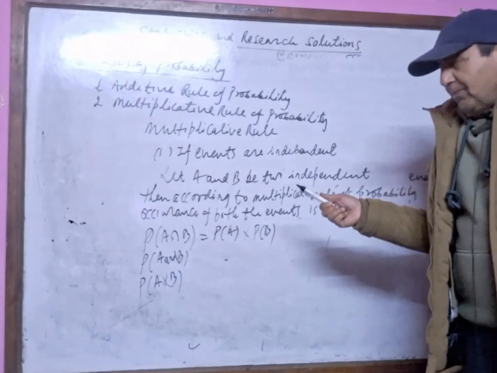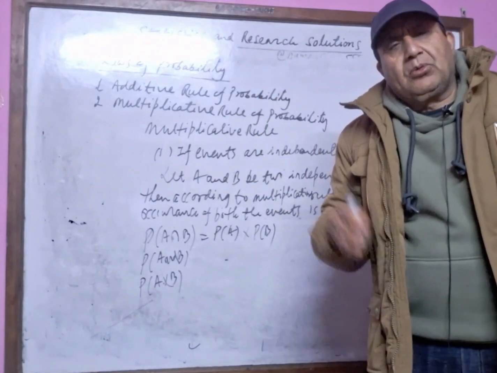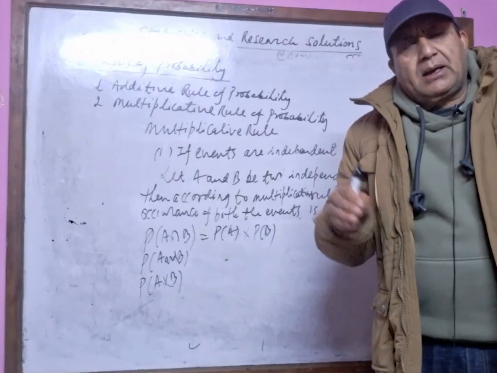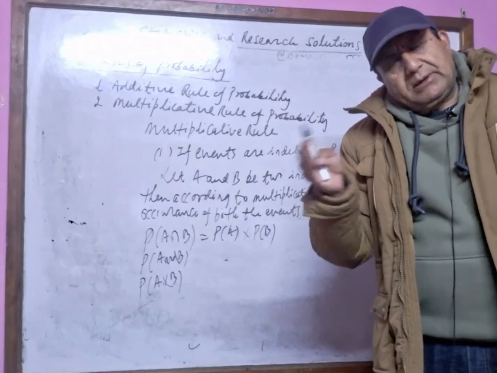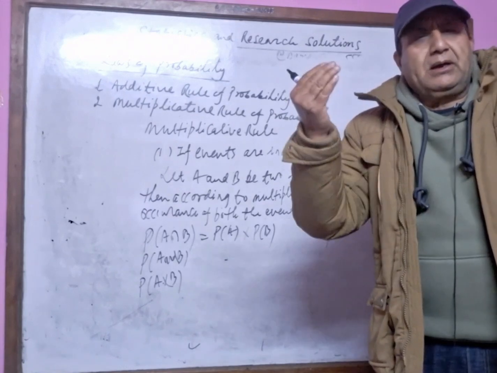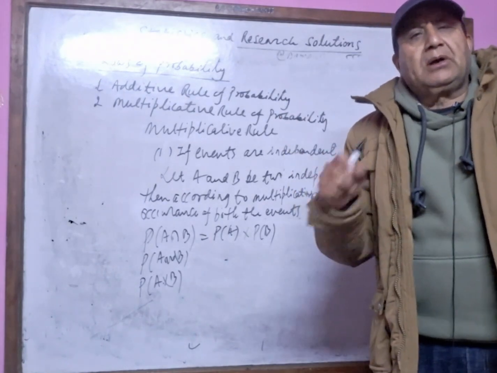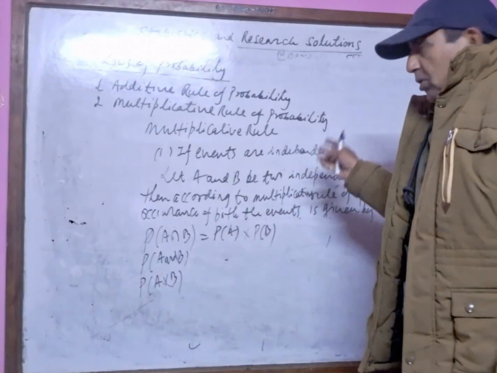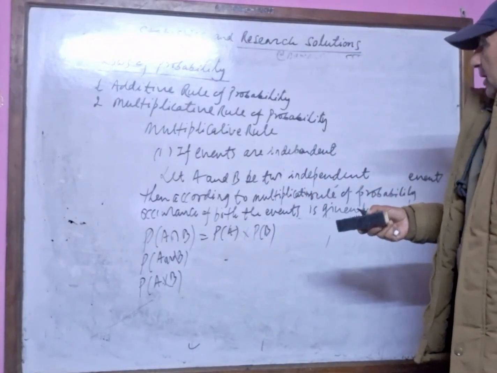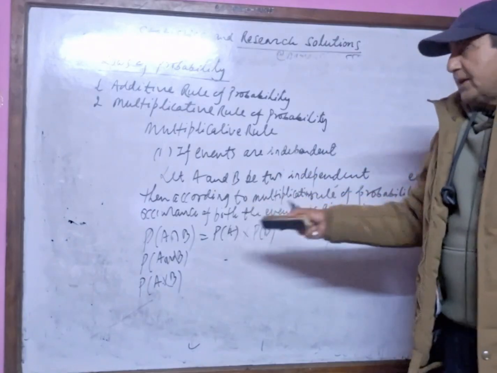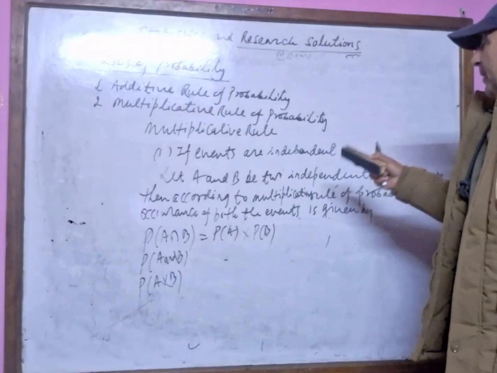This rule is applied for more than two events also: three events, four events, five events. The additive rule is applied for two or more events, and the multiplicative rule is also applied for two or more events. This is the case of independent events.